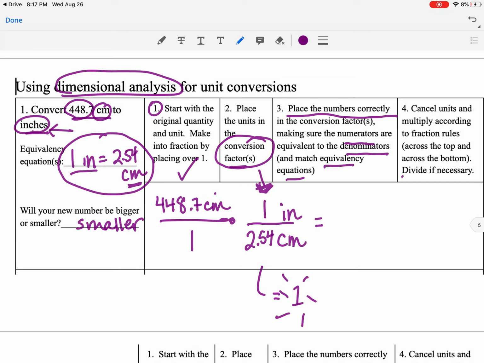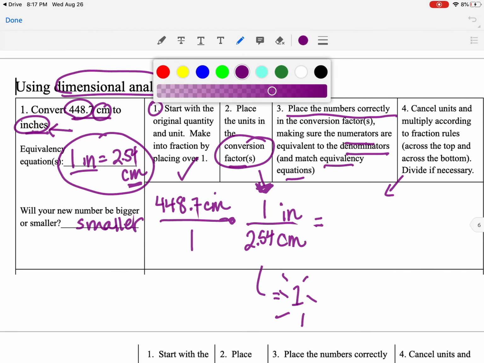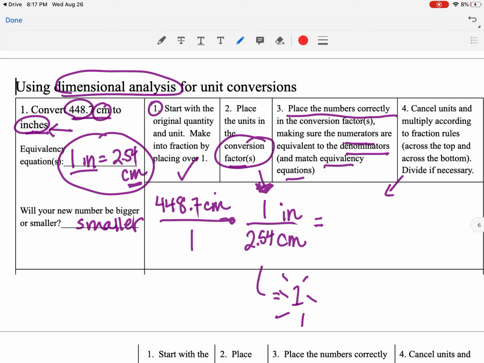Okay, step 4. Cancel the units and multiply. All right, so let's see if I can use a different color here. I'm going to use red. So we have centimeters here, and we get to cancel it with centimeters there. That step is so fun. And then we're going to multiply across the top. 448.7 times 1 is 448.7. 1 times 2.54. We should have a calculator out. Pause and get your calculator.